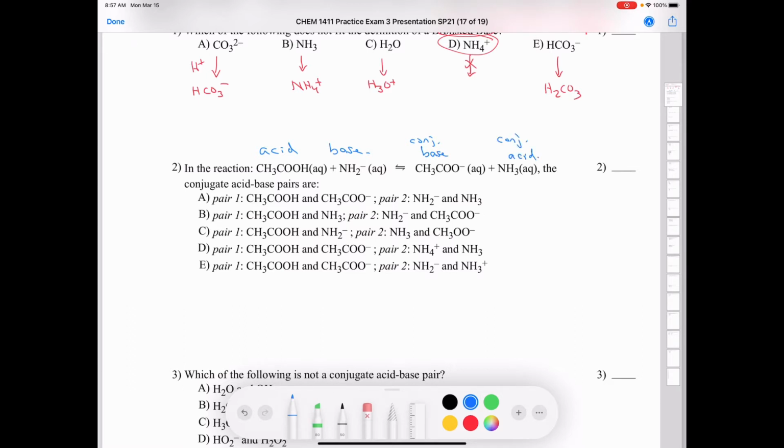If you ever get confused about conjugates, you can just think of the reaction going in the reverse direction, right? What is this molecule doing in the reverse direction? It's accepting a proton, therefore it's a base. And what is this molecule doing in the reverse direction? It's donating a proton, and therefore it must be an acid. And so the pairs are going to be acetic acid and the acetate ion, and then amide. NH2 minus is called amide, and NH3 is ammonia. So those are the conjugate pairs in this reaction.